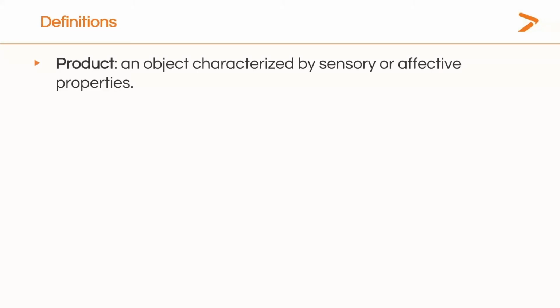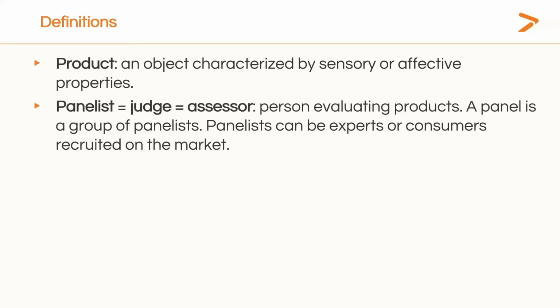So here are a few words I will be using a lot during those two sessions. What is a product? A product is an object characterized by sensory or affective properties. What is a panelist or a judge or an assessor? It's a person evaluating products. A panel is a group of panelists, a group of judges. And panelists can be either trained experts, for instance, experts who are trained in tasting and grading wines or sensory characteristics of wines, or they can also be consumers recruited on the market who are untrained.